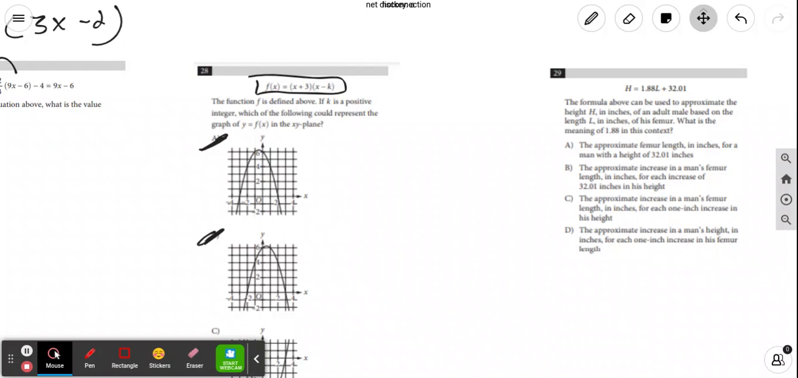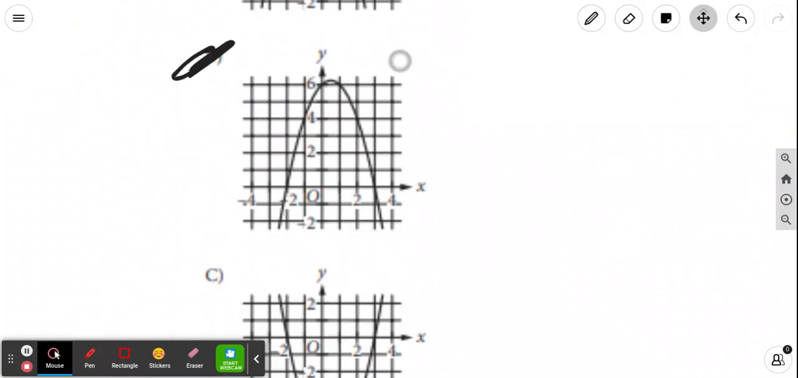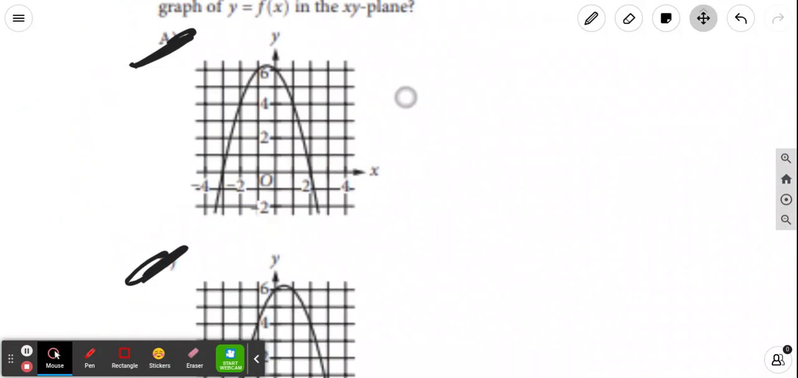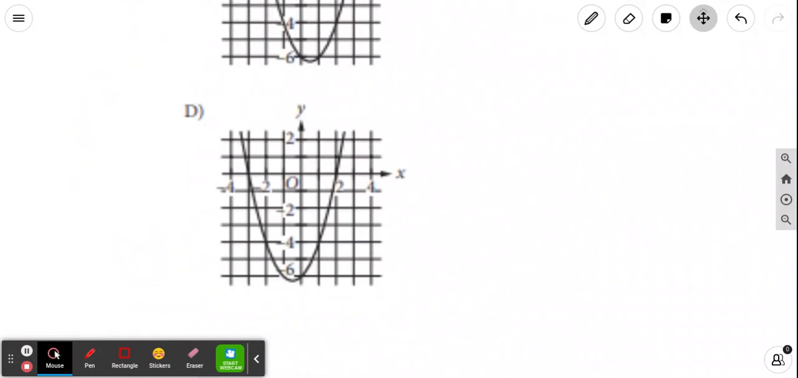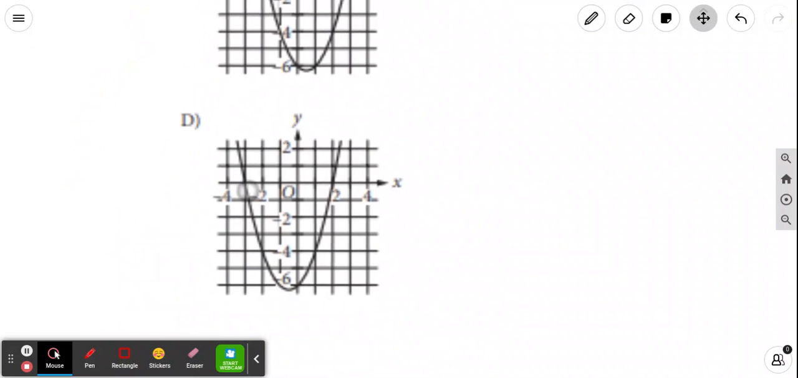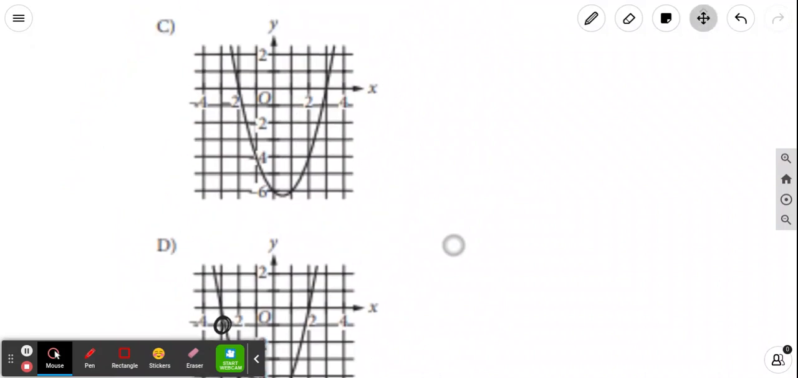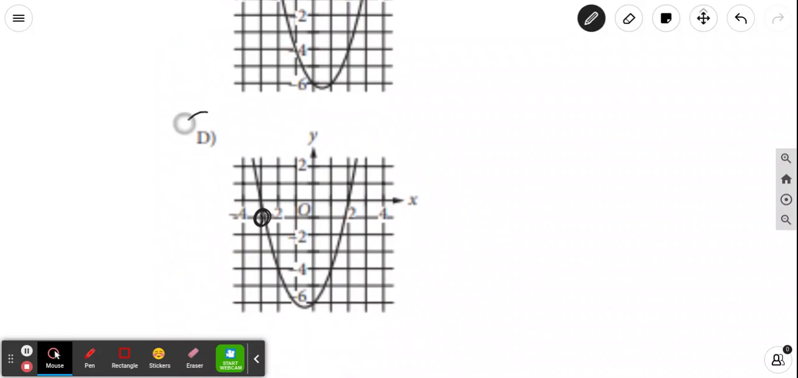So let's look at these a little bit closely. x plus 3. So that means it should be at -3. Like here, it should be at -3. This one's at -2. So it's D.